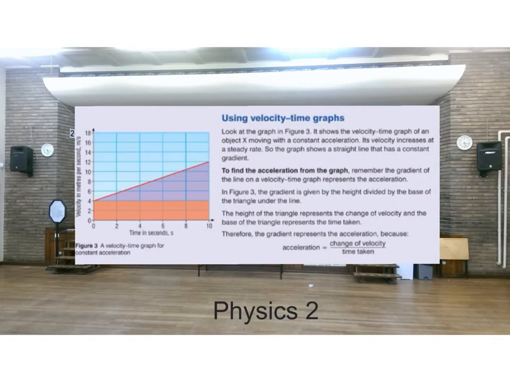The speed of an object is given by the gradient of the line on its distance time graph. The acceleration of an object is given by the gradient of the line on its velocity time graph, like the one shown. The distance travelled by an object is given by the area under the line of its velocity time graph.